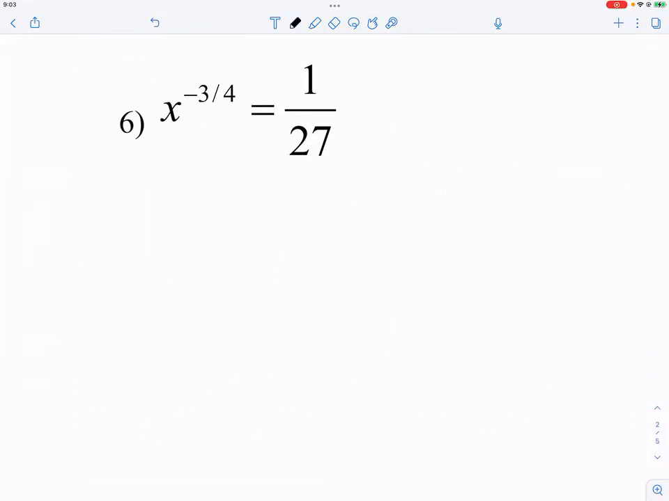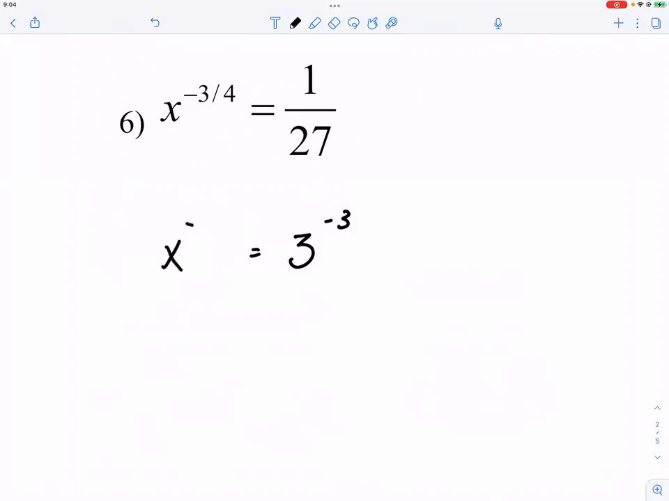Question 6. Now, when you look at 27, or 1 over 27, what can you think of? 27 means it is related to 3. And this is 3 to the what power? It's 1 over 27. No, not 1/3. -3. Okay, 3 to the -3 power, it's 1 over 27.